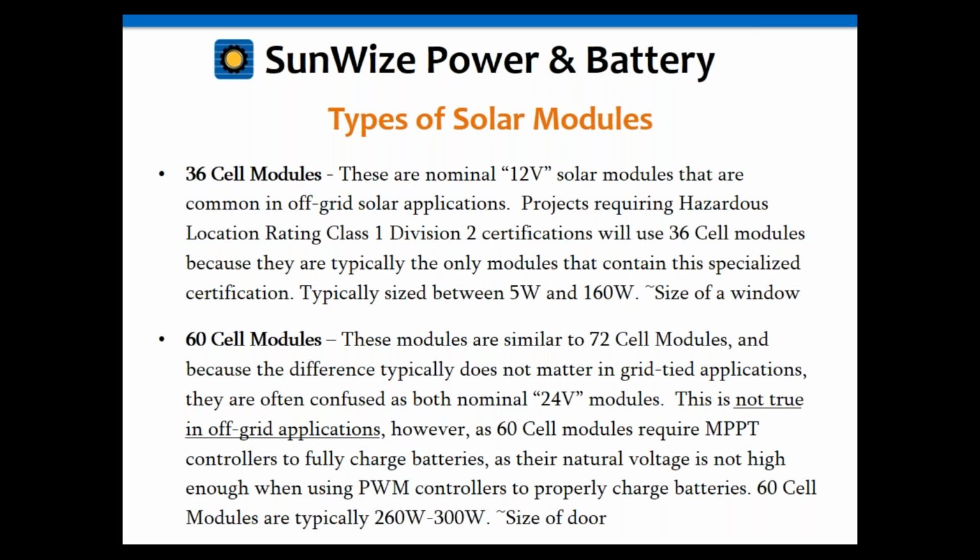The 60 cell modules are generally used for grid tie applications. They can be used in off-grid, but they must be used with a maximum power point tracker. Some people think they're 24-volt modules. They are not. They're more like a 20-volt module. So if you put several of them in series, then you can get enough voltage with MPPT to charge a 24-volt or a 48-volt battery. But again, they have to be used with a maximum power point tracker.